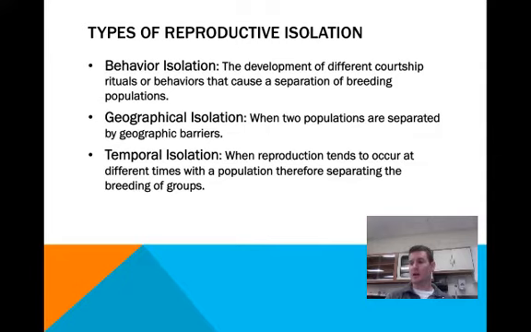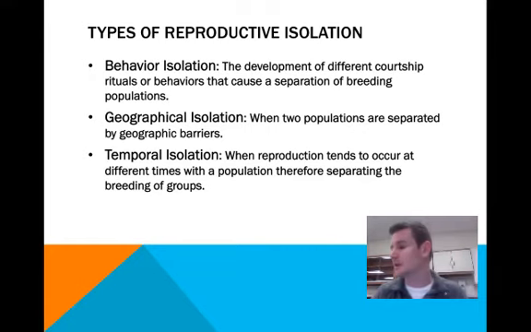I've got these different scenarios that I thought I'd just read to you because I thought it'd be easier for you to understand what that example means. An example of behavior isolation is the eastern and western meadowlark bird. They're similar birds whose habitats overlap, but members of the two species will not mate with each other, partly because they use different songs to attract mates. Eastern meadowlarks don't respond to the western meadowlark songs, and vice versa.